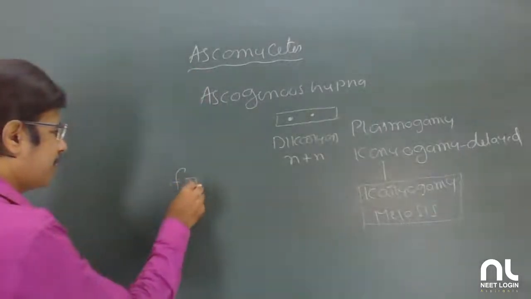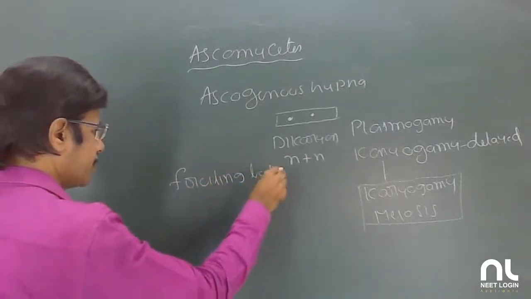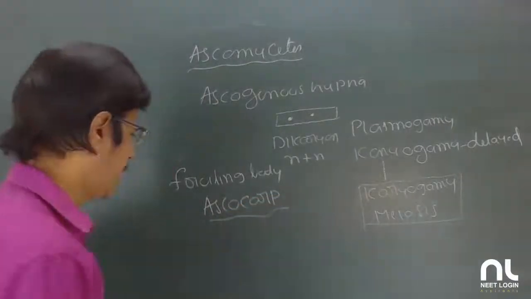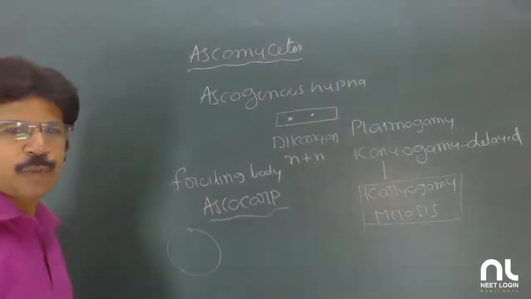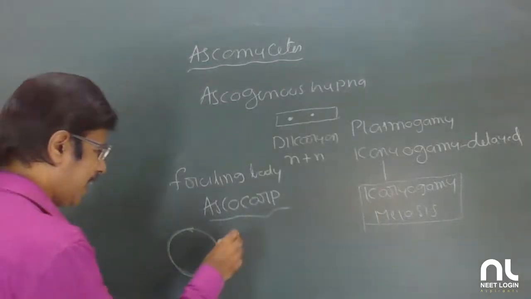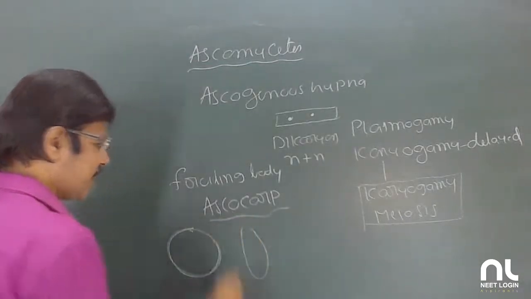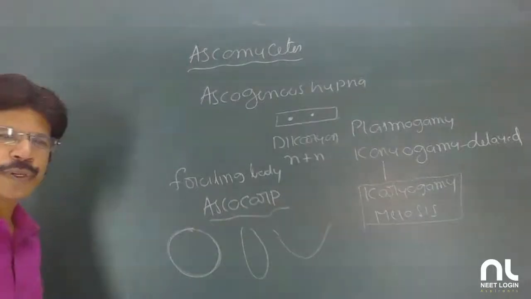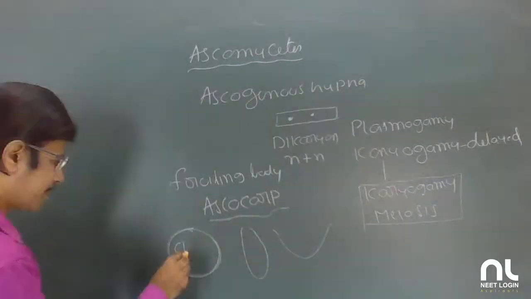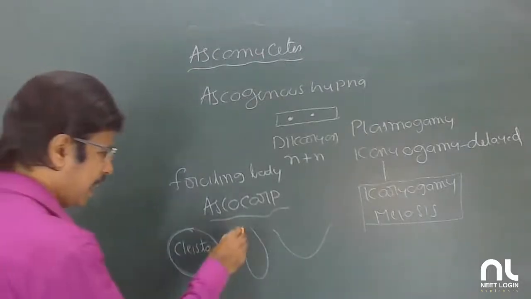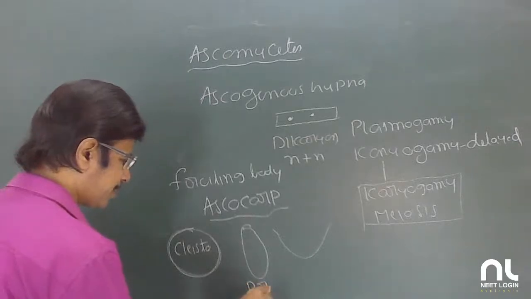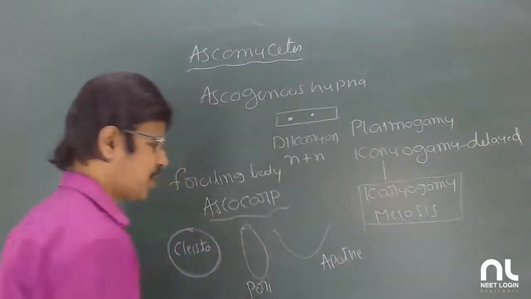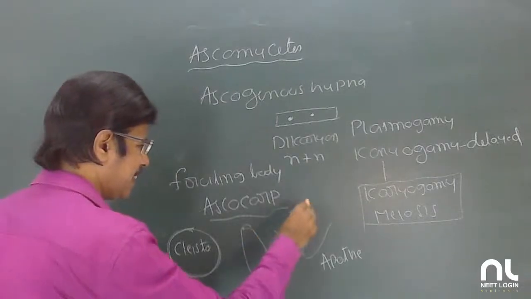And here the fruiting body is called the ascocarp. The ascocarp that is spherical without any opening is the cleistothecium. The flask-shaped one with an apical opening is the perithecium, and the saucer-shaped one is the apothecium. So the non-porous fruiting body is the cleistothecium, flask-shaped with an apical opening is the perithecium, and saucer-shaped is the apothecium.